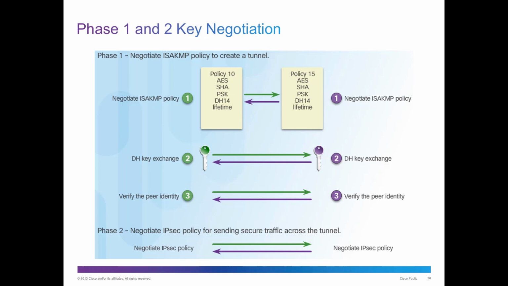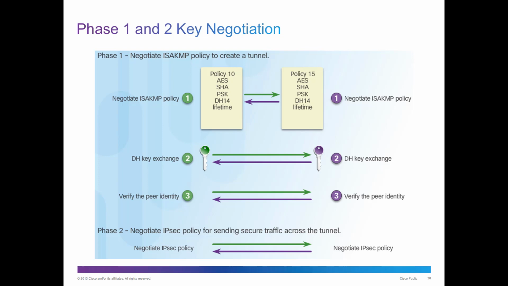It will negotiate the appropriate policy for encryption, for what type of encryption technology. Here they're using AES for the appropriate type of hashing, authentication protocol. Here we're using pre-shared key, the appropriate key exchange. Here they're doing DH14. That would help to negotiate the appropriate policy. Once that is done, the DH key exchange will then exchange keys. Once that is done, verifying the peer identity is done. That completes the 3 main steps for phase 1.